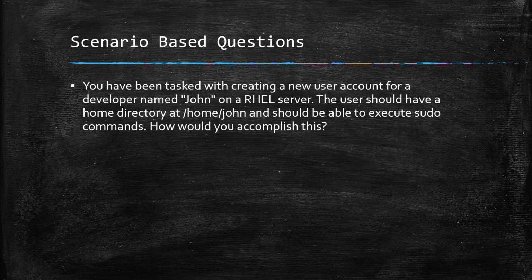The user should have a home directory at /home/John and should be able to execute sudo commands. How would you accomplish this? So this question has two parts. First, the home directory of the user should be /home/John, and he should be able to execute sudo commands. So let us go to the commands.